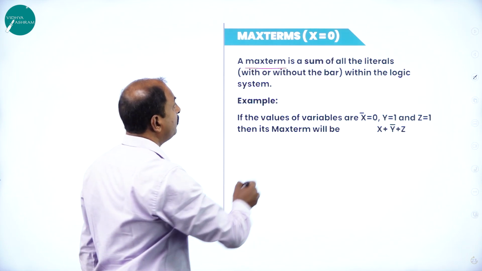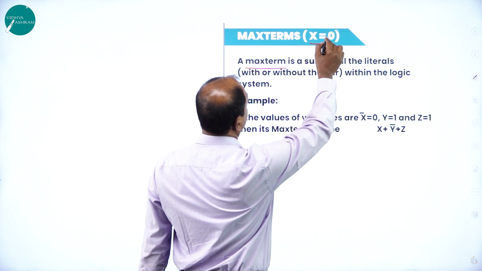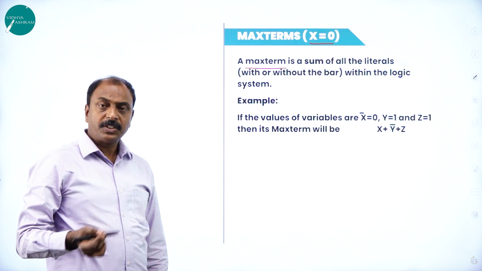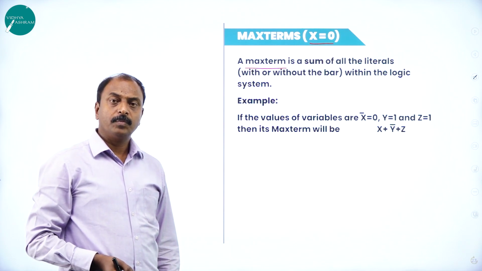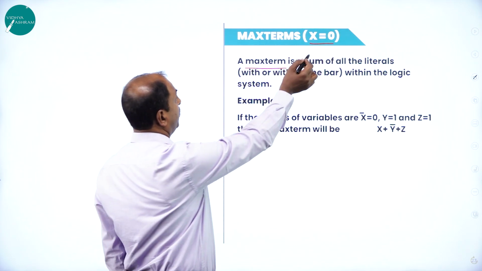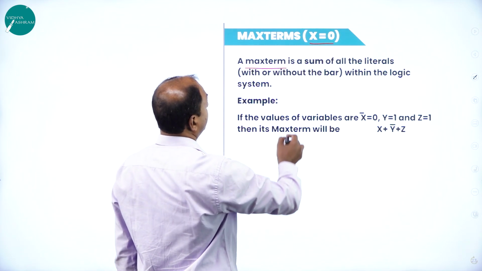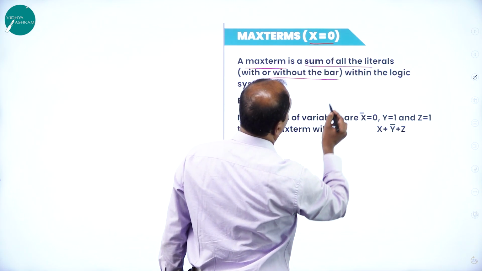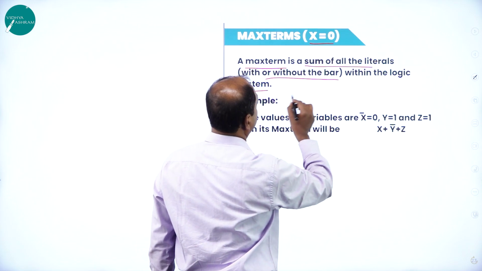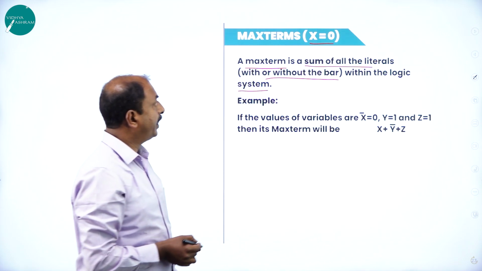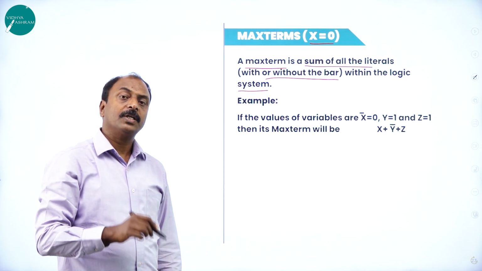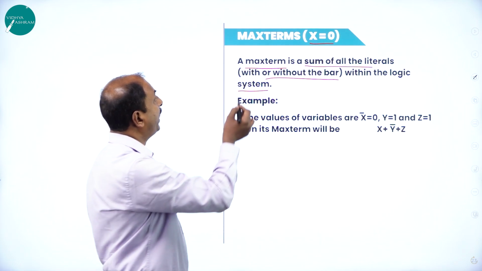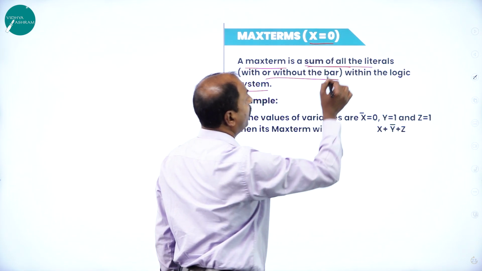In the next slide, another definition is Maxterm. In a Maxterm, x equal to 0 means the value of non-barred literals is equal to 0. Accordingly, it is the sum of all the literals, with or without the bar, within the logic system. In the previous slide we saw Minterm, the product of all the literals, whereas in Maxterm, it is the sum of all the literals.